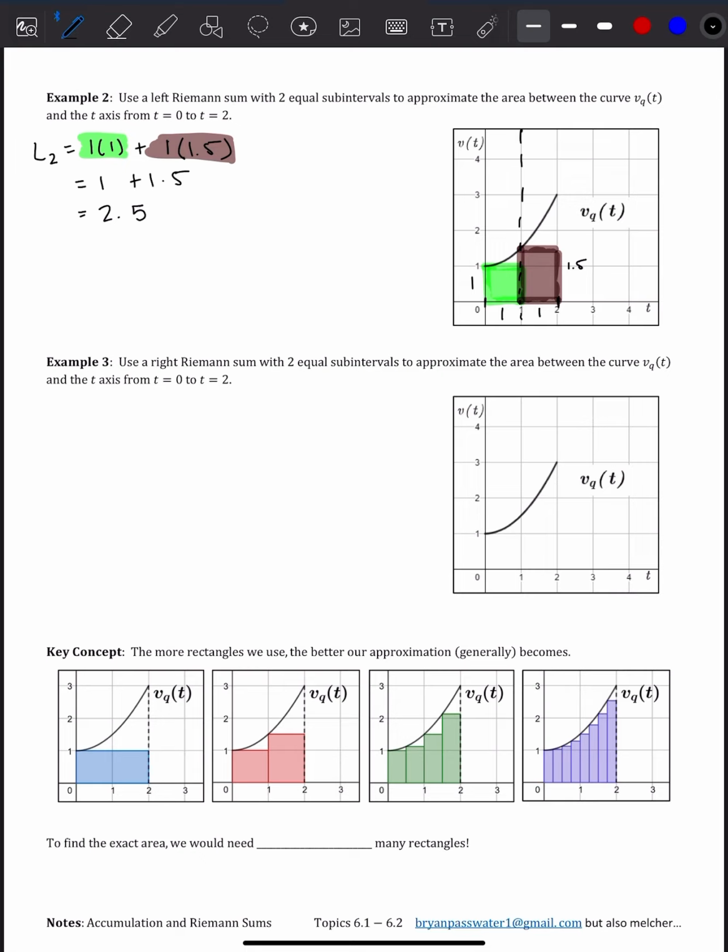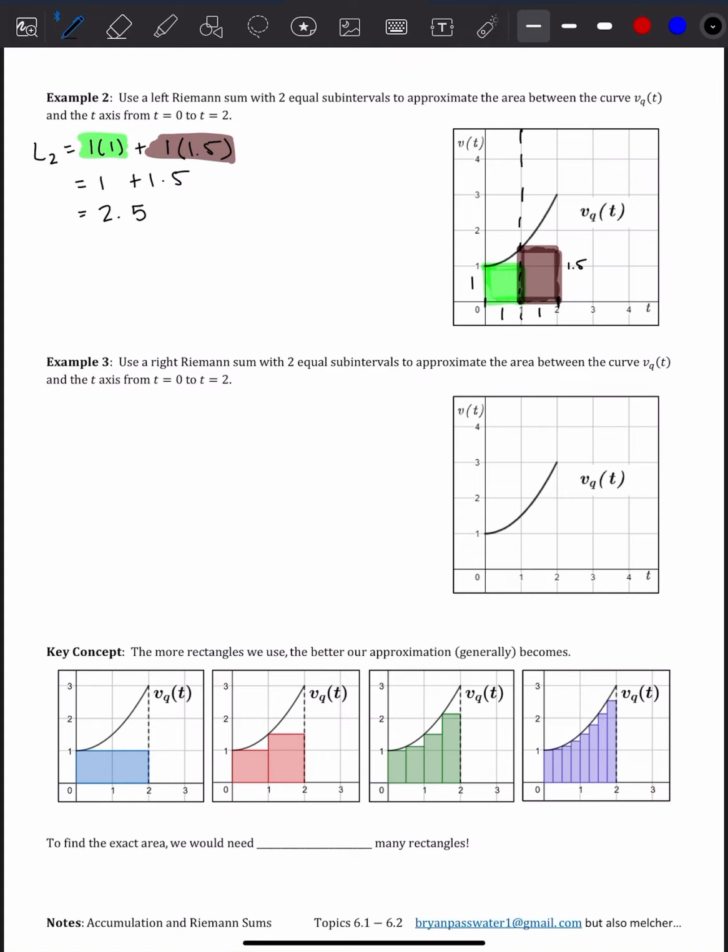Use a right Riemann sum with 2 equal subintervals to approximate the area between the curve and the t-axis between 0 and 2. So once again, we're going to do two equally spaced rectangles, which means we're going to use those same x values, 0 to 1, 1 to 2, but this time we're going to use the right Riemann sum. So let's talk about notation.